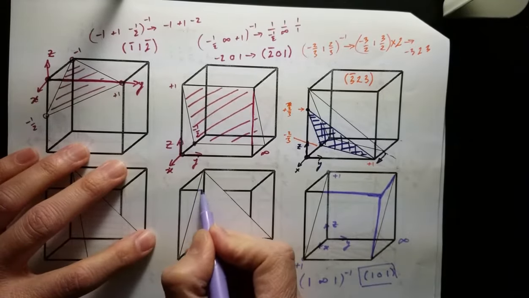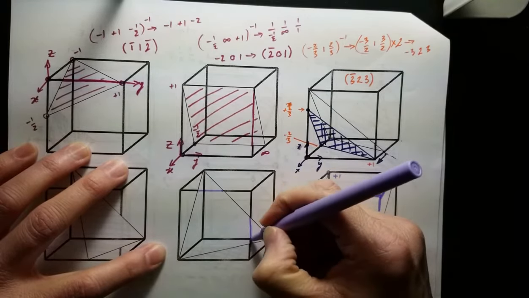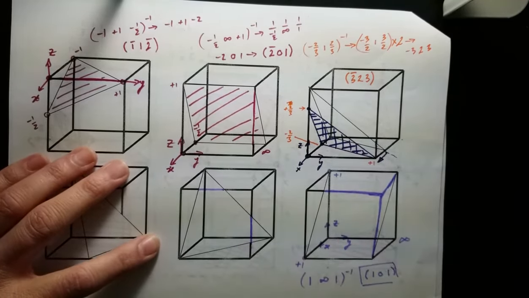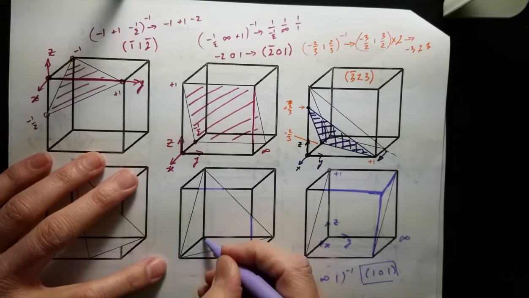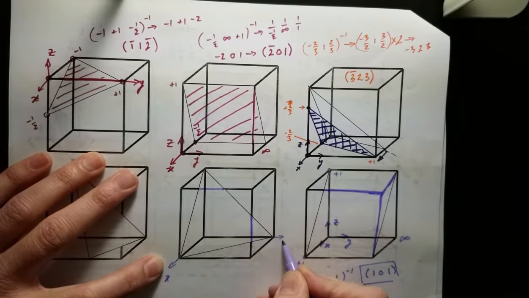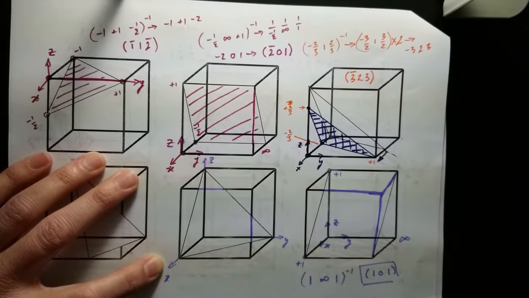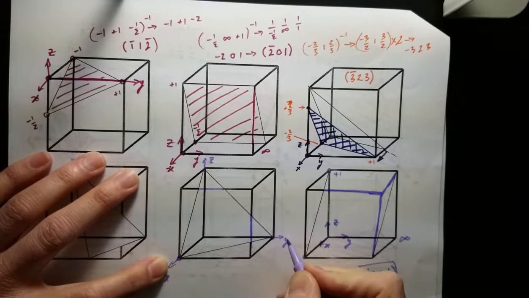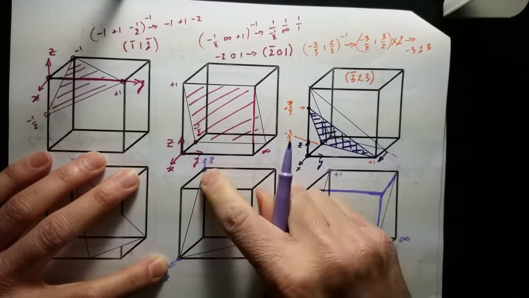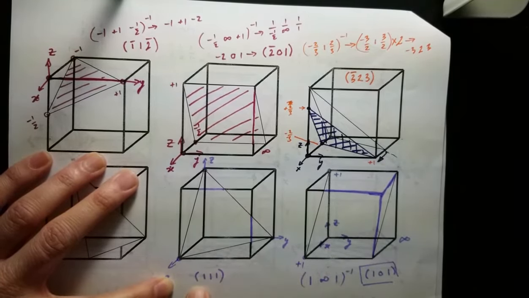Next plane. Okay, so this one, X, Y, Z, it cuts X at 1, it cuts Y at 1, and it cuts Z at 1. So that's going to be 1, 1, 1 is our plane.